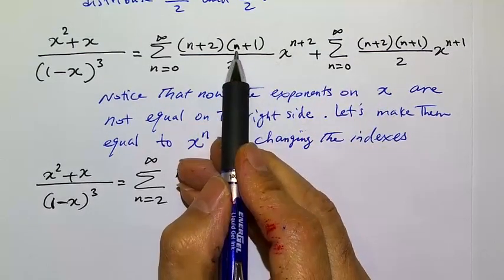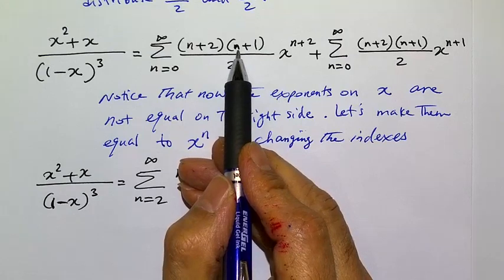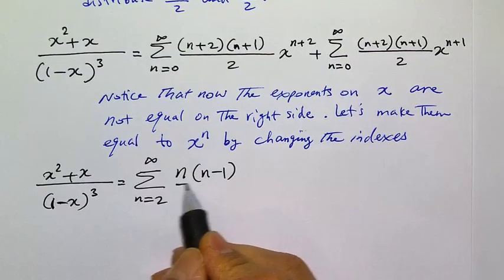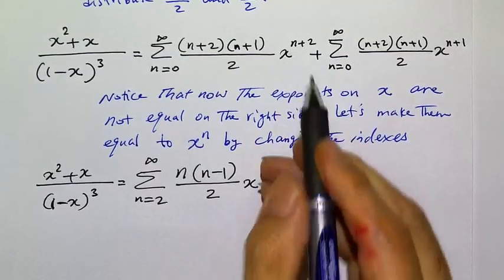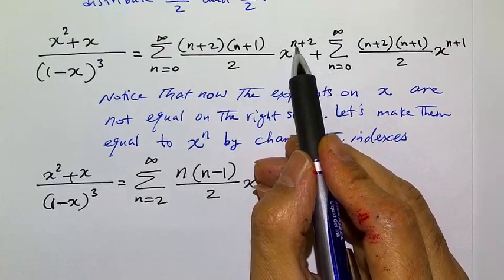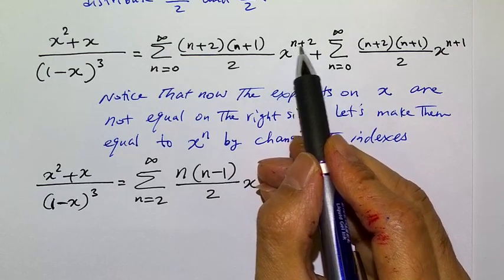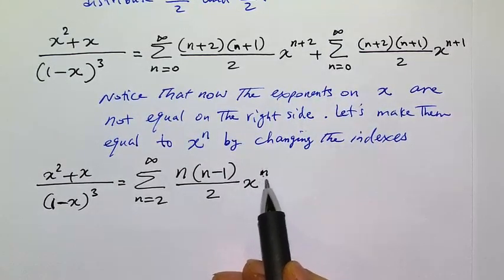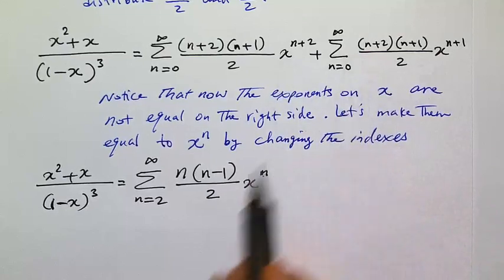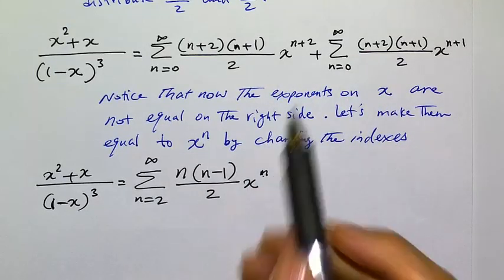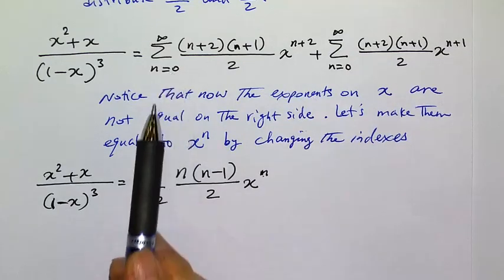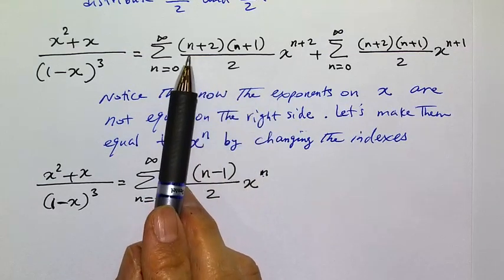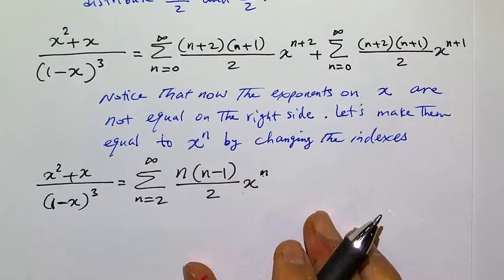And replacing this n with n minus 2, we get n minus 1, and that will be over 2. And then replacing that n with n minus 2 to get x to the n power, right? That's our objective, to get x to the n power for both of these. Now we have that here, and the way we were able to do that, we increased the index by 2, and everywhere we have n, we replaced it by n minus 2. Okay, now we have that.